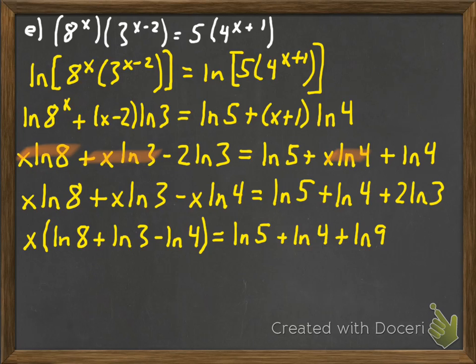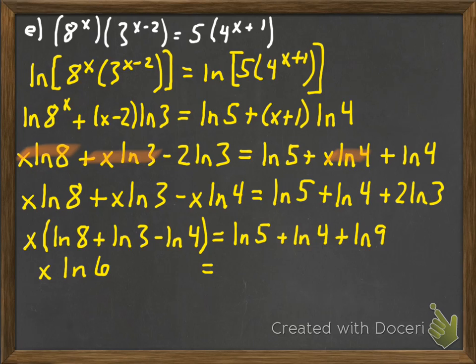Alright, and for our single logarithms, here you've got the product property and the quotient property that you're going to use. Let's do 8 times 3 divided by 4. 8 times 3 is 24. 24 divided by 4 is 6. So this side of the equation becomes x ln 6.